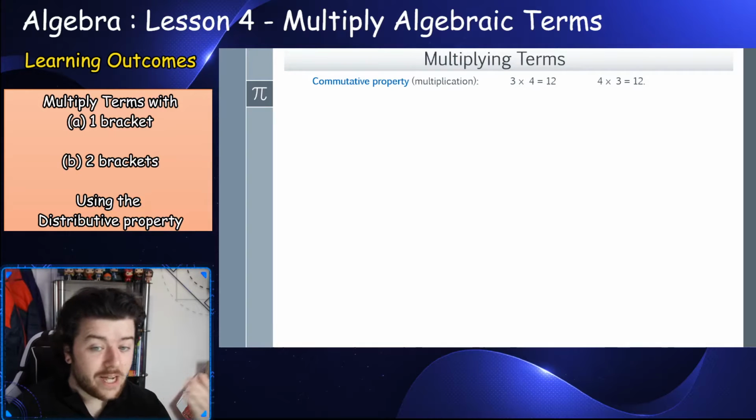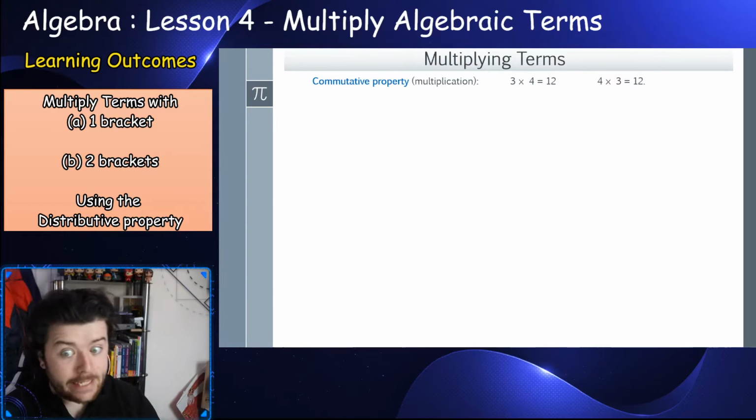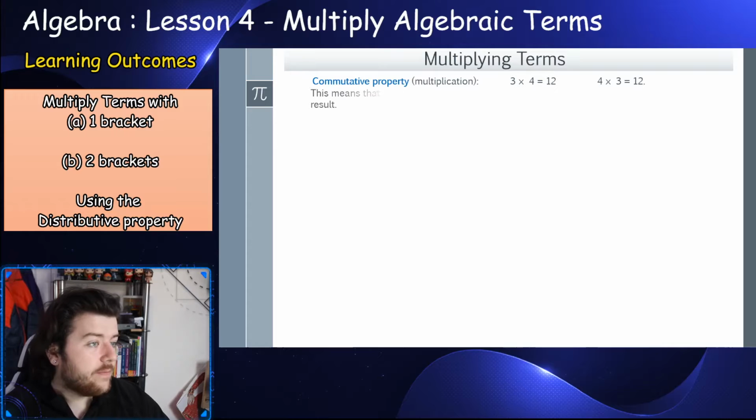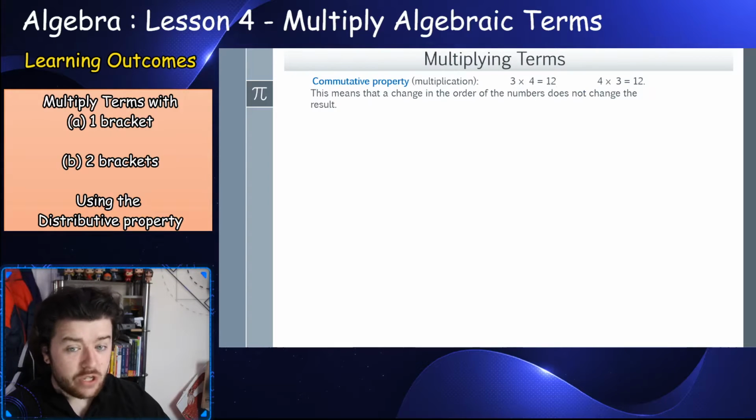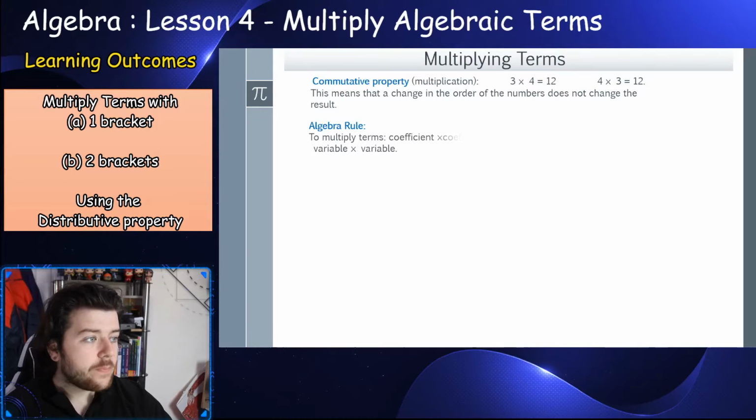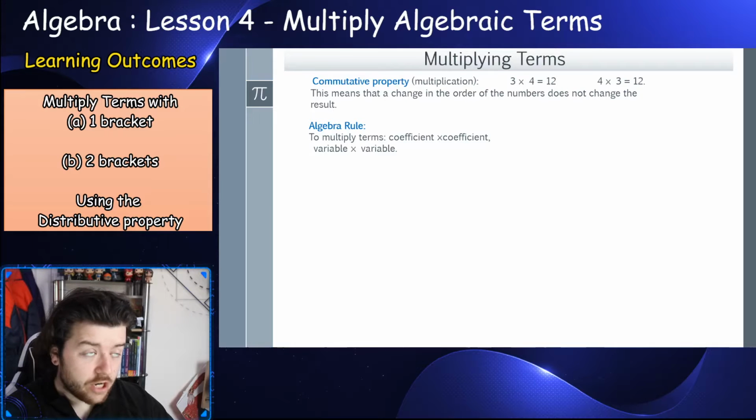So like 3 times x is the same as x times 3. This means that a change in the order of numbers does not change the result. So that's just the commutative property. I thought I'd just share that with you now. Right, so when we are multiplying algebraic terms, we need to remember these two rules, okay?